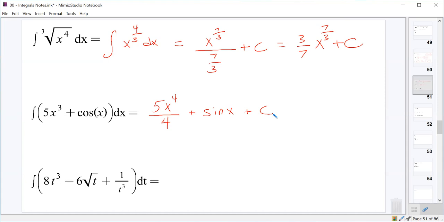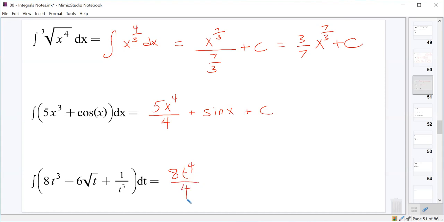All right, the next one, we've got the integral of 8t cubed minus 6 root t plus 1 over t cubed dt. Note that my variable here is t, and then I have a dt. If those don't match up, which we'll talk about another time, then you've got an issue. For today, they're always going to match up. So the integral of 8t cubed will go up to 8t to the 4th, and divide that by 4.